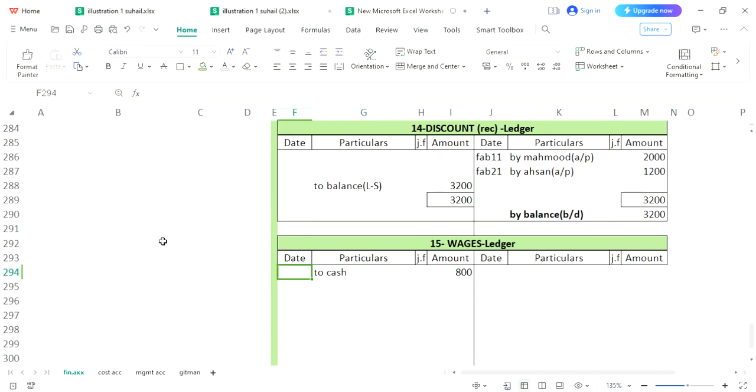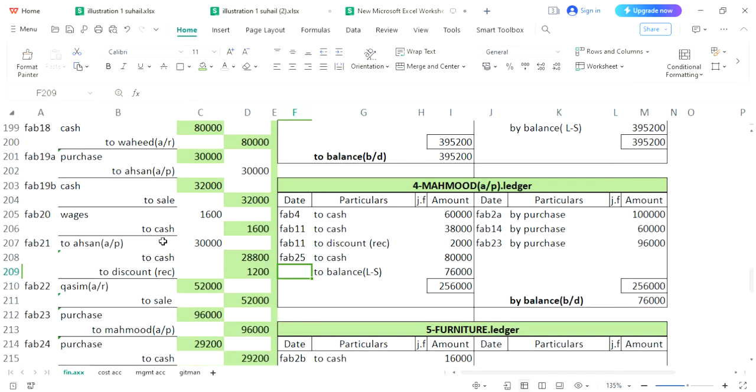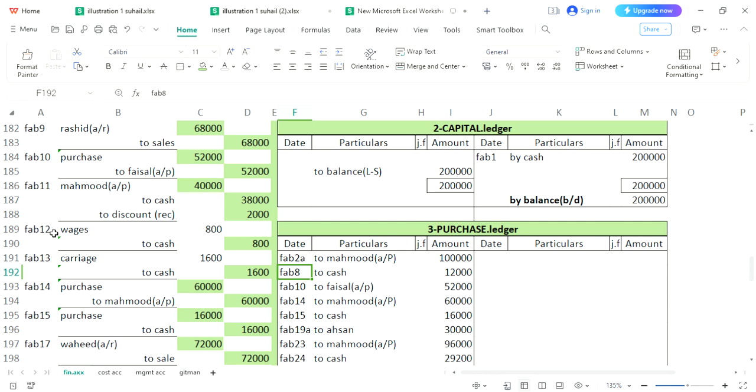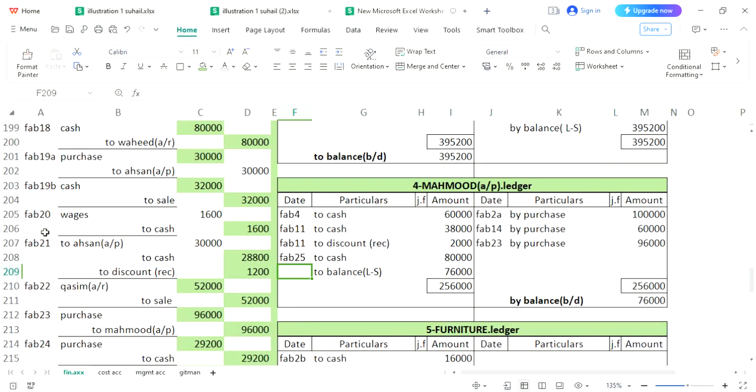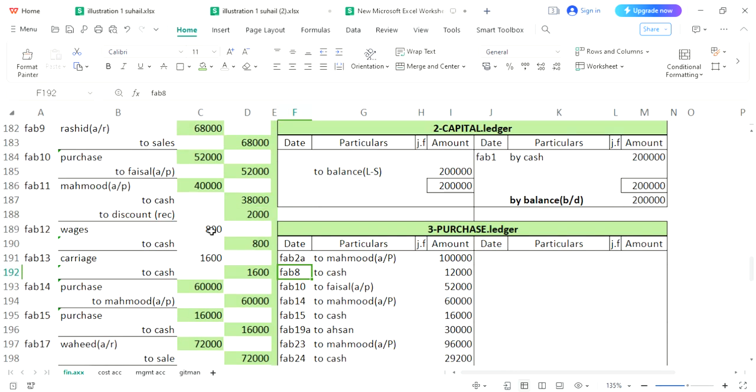And now see the date of 800, which is February 12. Put date Feb 12. Date is mentioned, reference is given, amount has been posted, so the entry including 800 is completed. So we are marking it as completed entry, making the ledger of wages.